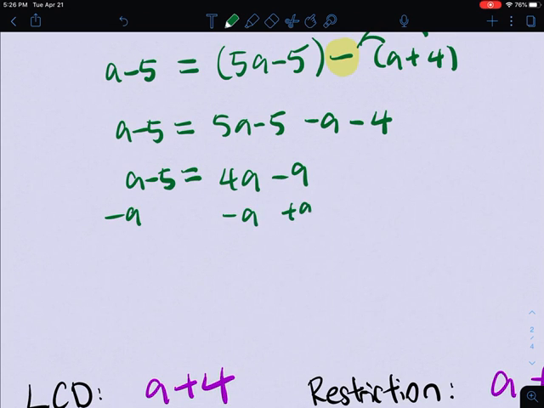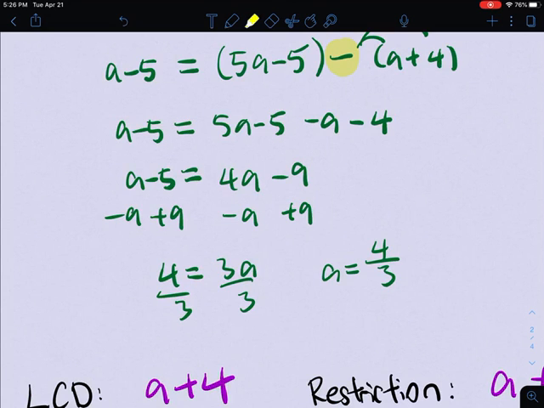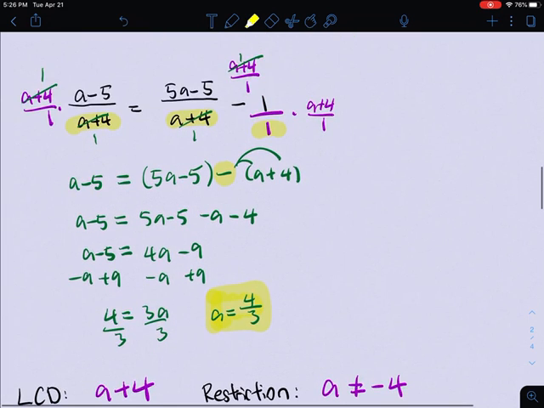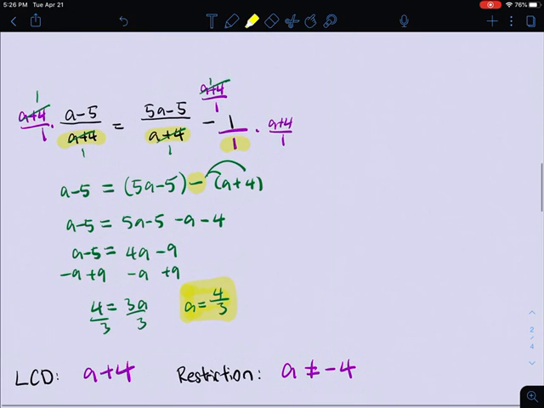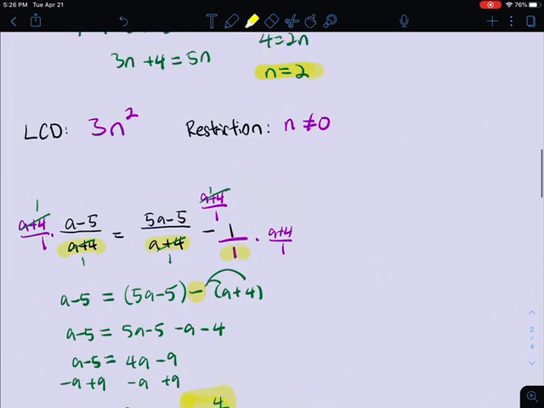That's minus a, and add 9 to both sides. So I get 4 equals 3a divided by 3. I get a equals 4/3. So I get a fraction, but that's all right. And there it is. Okay, so once again, these look pretty complicated, but the idea is the same each time.